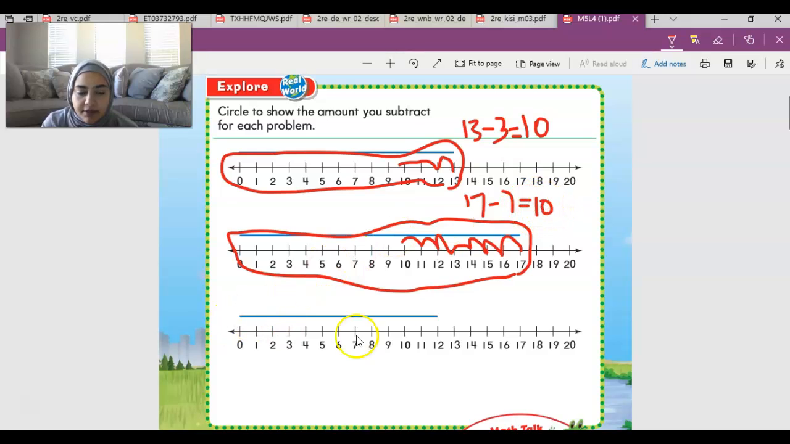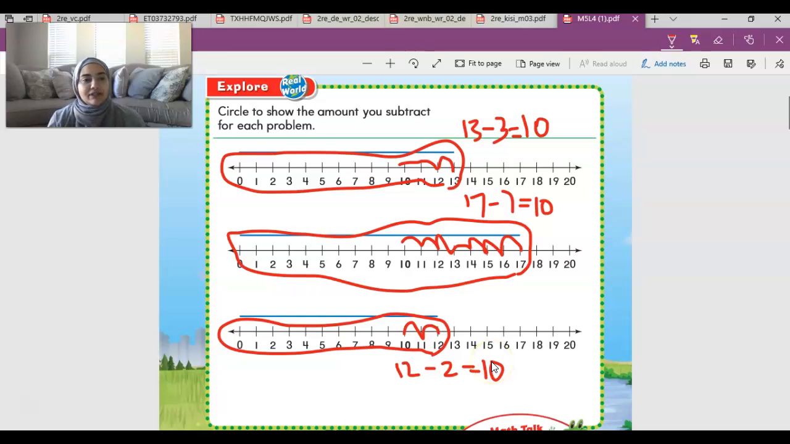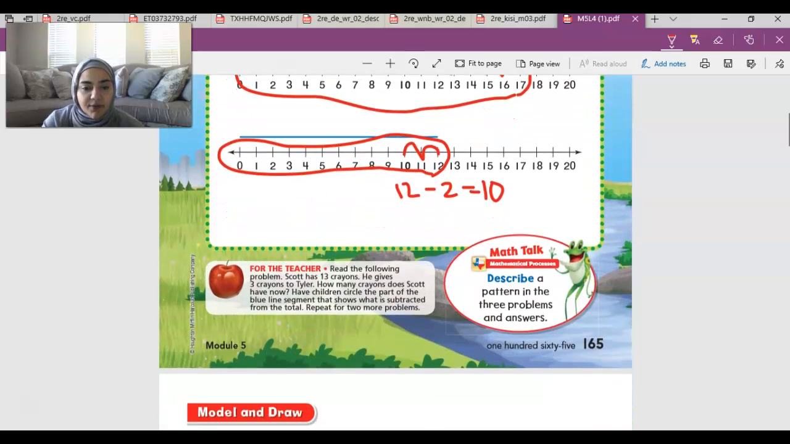Well, how about here? There's 12 here. So my first number will be what, class? 12. And then take away how many to get to 10? 1, 2. So 12 take away 2 is 10. Make sure you're writing this down. Please don't just sit there and look at me. Okay? All right. If you need more time, you can pause the video now. All right, we're moving on.